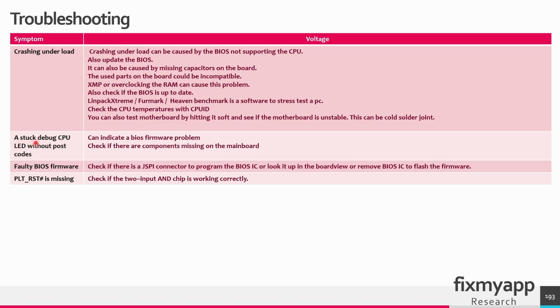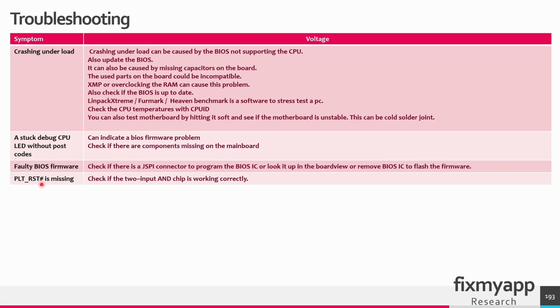When you have stuck debug CPU LEDs without postcodes, it can indicate a BIOS firmware problem, or maybe there are some components missing on the mainboard. When the BIOS firmware is faulty, you can check if there is a connector near the BIOS IC. When this connector is present, you can flash this BIOS IC in circuit.